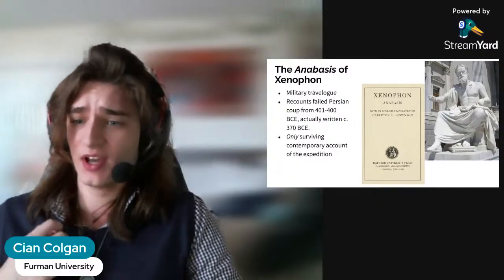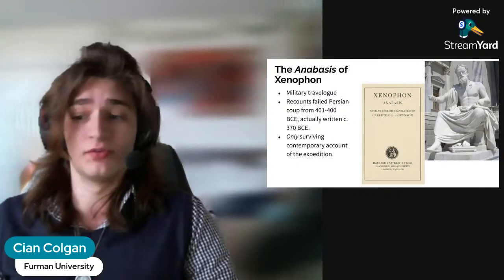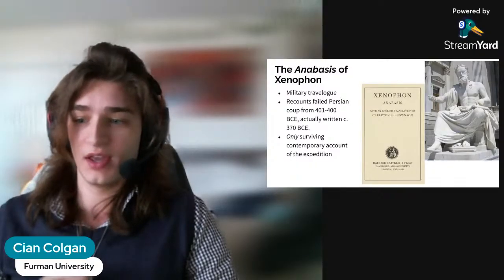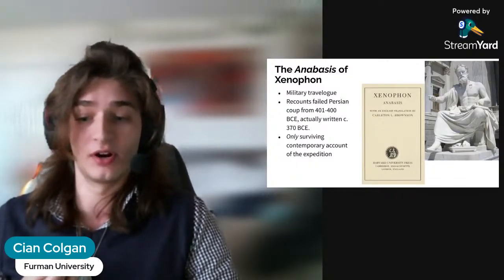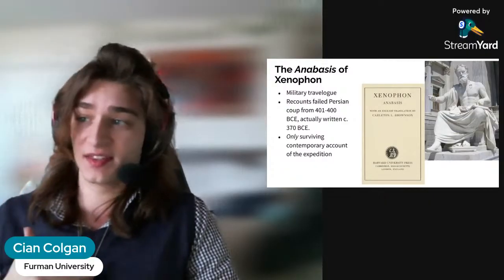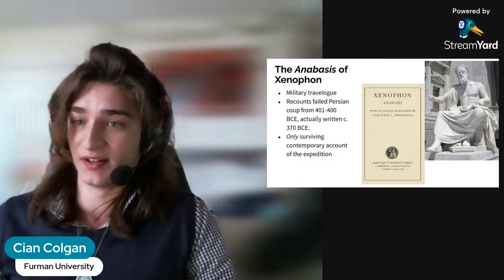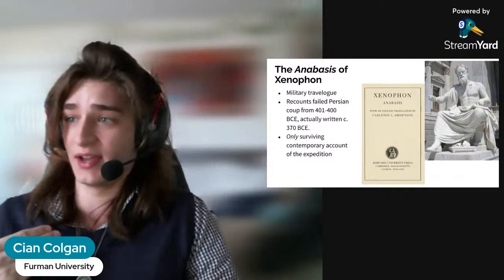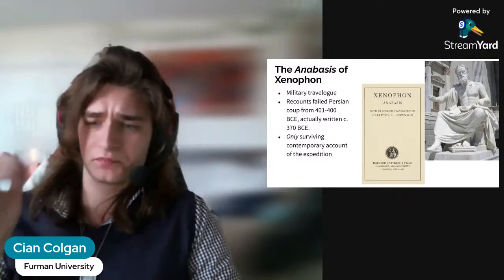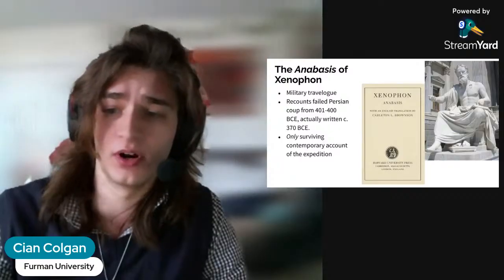And it recounts the so-called 10,000, who were a Greek mercenary army hired by this Persian prince named Cyrus the Younger in a failed coup against his brother named Artaxerxes II for rulership of the Persian Achaemenid Empire. The events that it recounts, written by Xenophon, who is a soldier in the army and rose to the rank of a commanding officer, took place in 401 to 400 BCE.